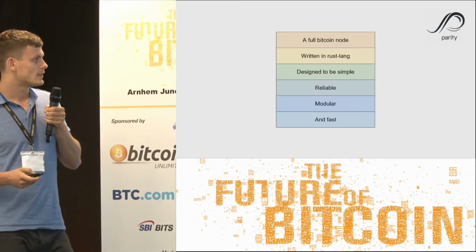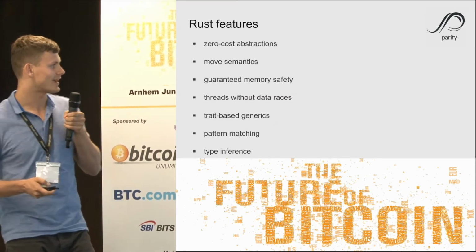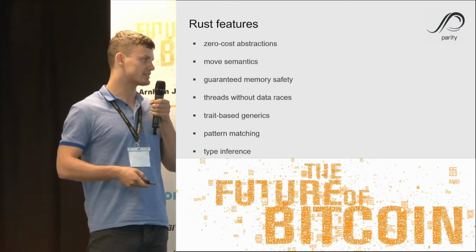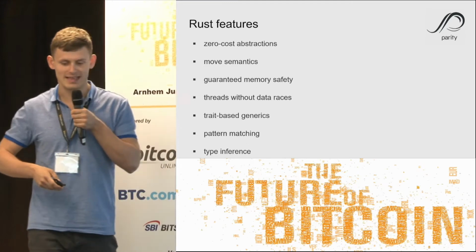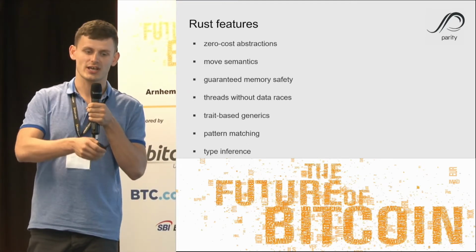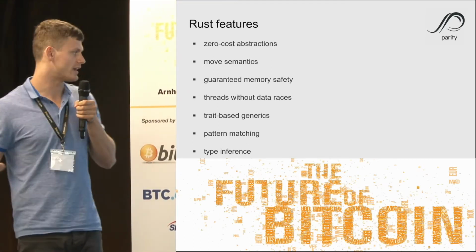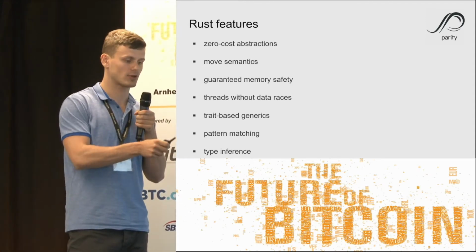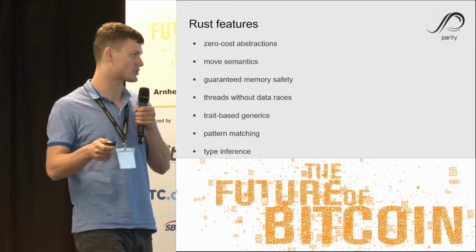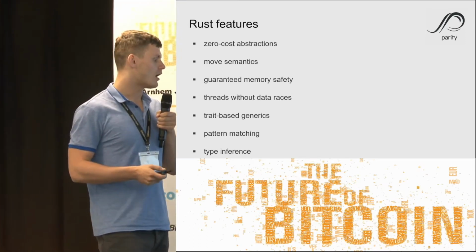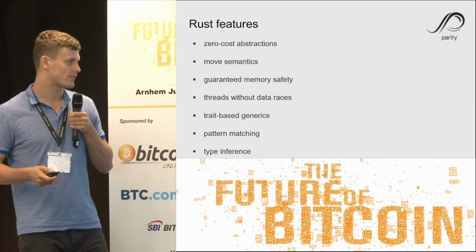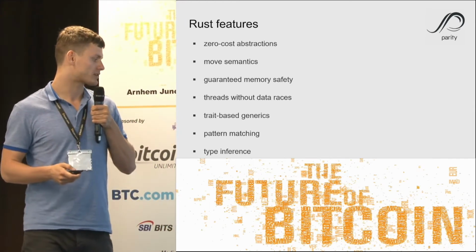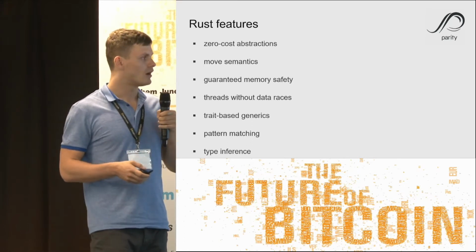Sorry, I pushed back. Yeah, so Rust features zero-cost abstractions, move semantics. Instead of copying the value each time we pass it to a function, the value is being moved. The reference is not copied, it's just being moved. Guaranteed memory safety, threads without data races, trait-based generics, pattern matching, type inference.